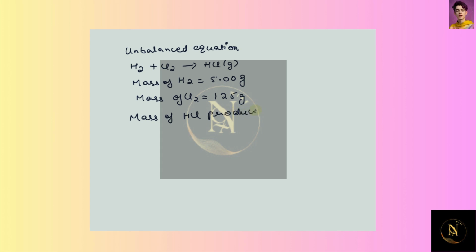So firstly, in order to find that, we have to write down the balanced equation here. In a balanced equation, the reactant and product sides have the same number of moles, so there is the same number of atoms on both sides. Here there are 2 atoms of hydrogen and 2 atoms of chlorine. So the balanced equation is 1 mole of H2 gas and 1 mole of chlorine gas result in 2 moles of HCl gas.